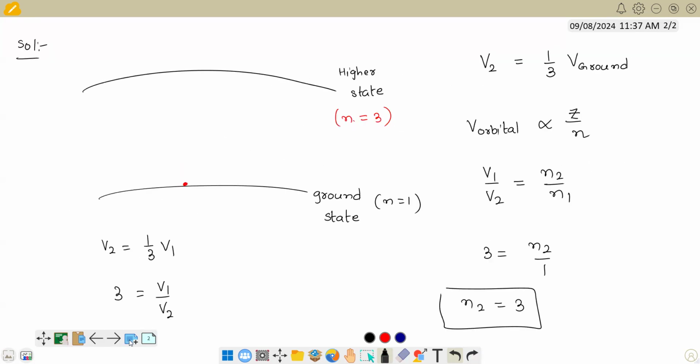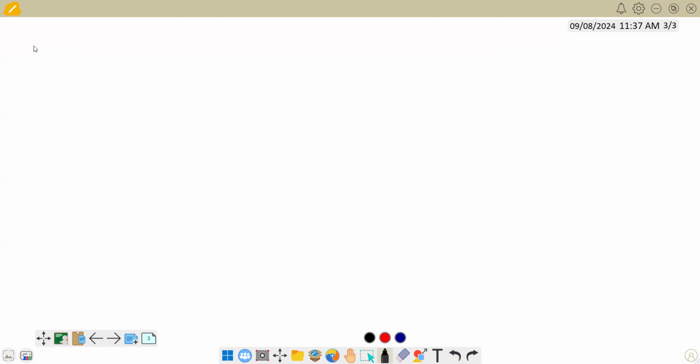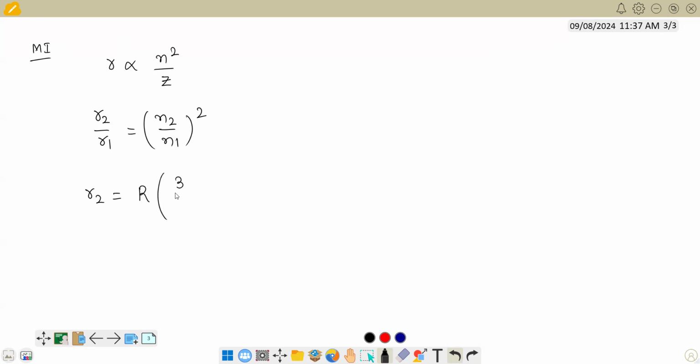To find the radius, we can do it in two ways. In method 1, if you know the formula for radius, you can use that. We know radius is proportional to n square by Z. So we can write R2 by R1 equals n2 by n1 whole square. Z value is 1 here. So R2 would be equal to R1, the original one, given as capital R, into 3 by 1 whole square. So you'll get 9R. This is one way to solve it.